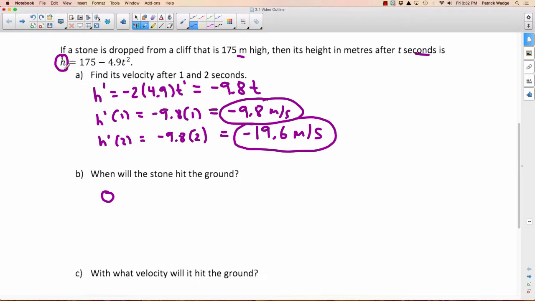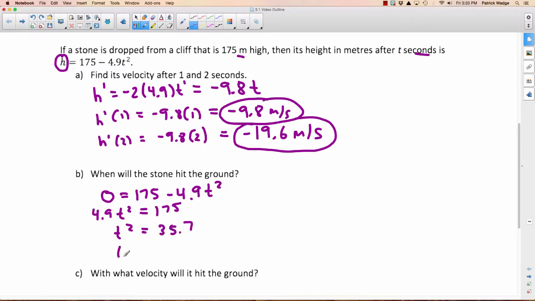Okay, so 0 is the height. That's when it'll hit the ground, when this is 0. So 0 equals 175 minus 4.9 t squared, and we just solve that. Let's move the negative 4.9 t squared over. You get 4.9 t squared equals 175. Divide both sides by 4.9, and you'll get t squared is 35.7.